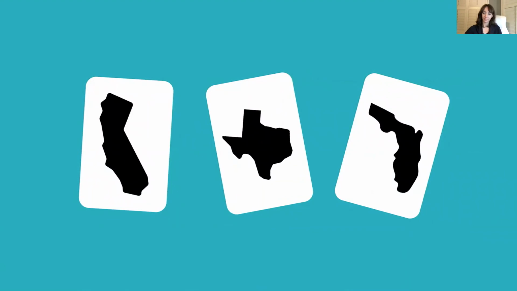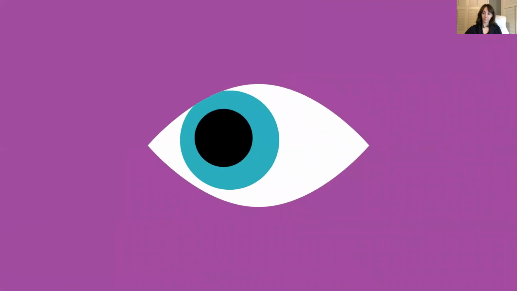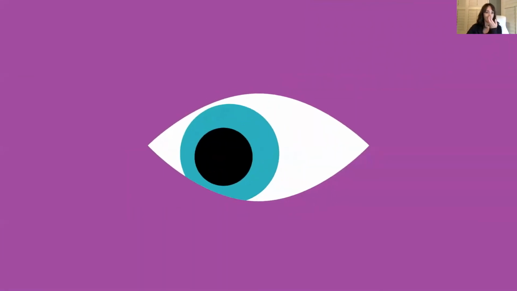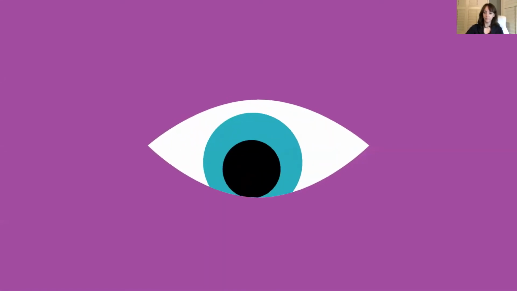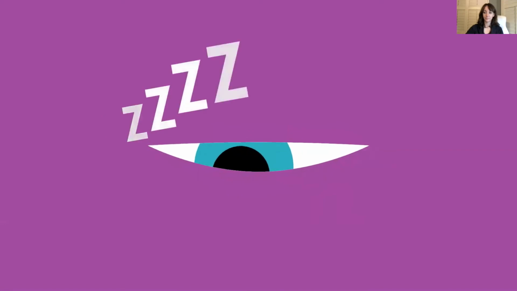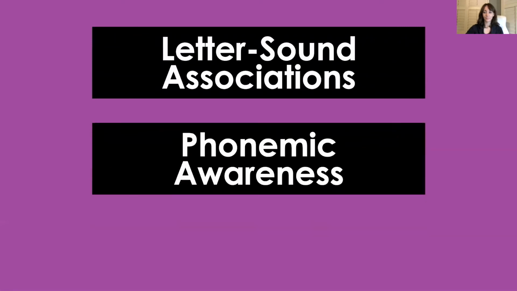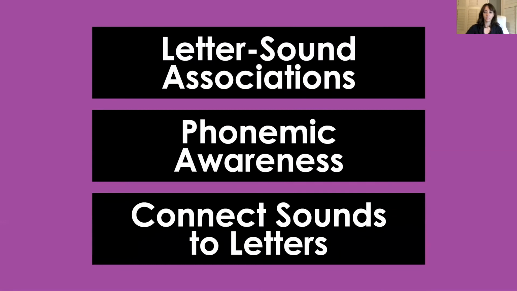The state with this shape is California. This shape is Florida. Decades of research, however, tell us that rote memorization targets students' visual memory and is not the most effective way to learn to read words. And decades of experience tell us it's a method that's boring for everyone involved. To store words in our sight word memory, we need automatic letter sound associations, proficient phonemic awareness, and the ability to connect the sounds in a word to its written form.